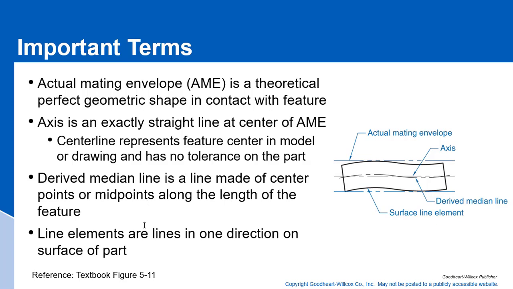Now, the derived median line is a line made at the center of the points along the length of the feature. When we start talking about derived median line, we're talking about the part. So here's our part, and we have a derived median line, and that's a line made of the center points or midpoints along the length of the feature. And then line elements are always in one direction on the surface of a part.